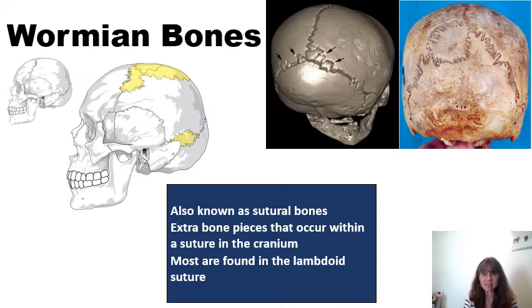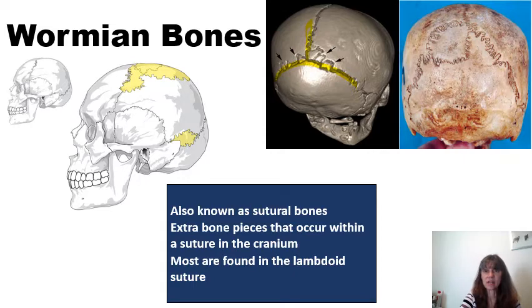Sometimes during intramembranous ossification, the bone that's forming doesn't fuse together with the other portions of the bone that's forming to make a nice, clean, large cranial bone. And as a result, we find very commonly these little pieces of bone known as Wormian bones or sutural bones. They're just extra bone pieces, and they are often found in a suture, which is a type of joint between the skull bones.